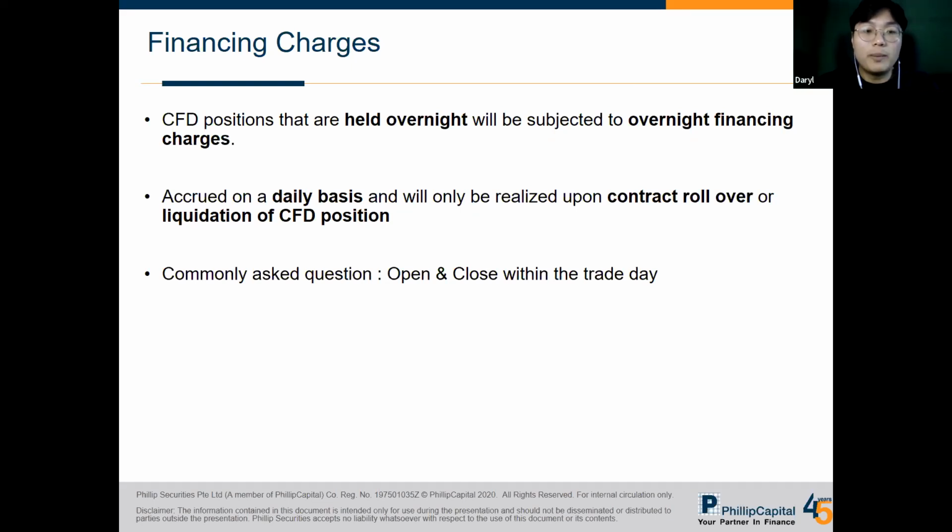So if we open and close the position within the same trading day, then there will be no financing charges. The financing charge is only applicable if you hold after the market close. For example, for the US market, if we open a position at 10 p.m., or maybe at 11 p.m., and we close at 1 a.m. today, then there will be no financing charge in this situation.